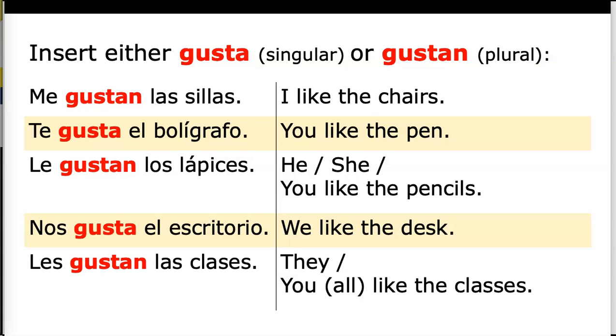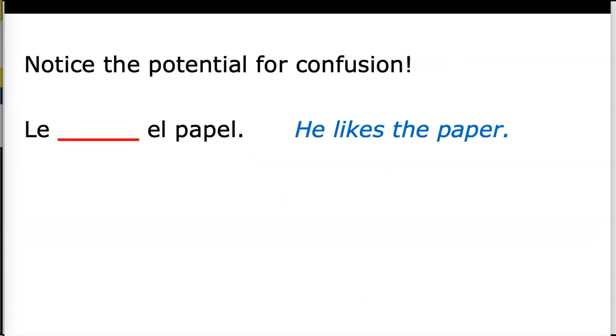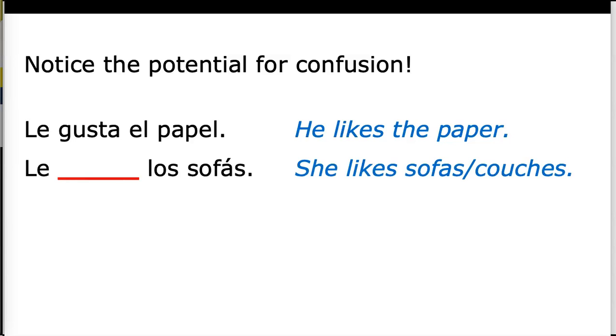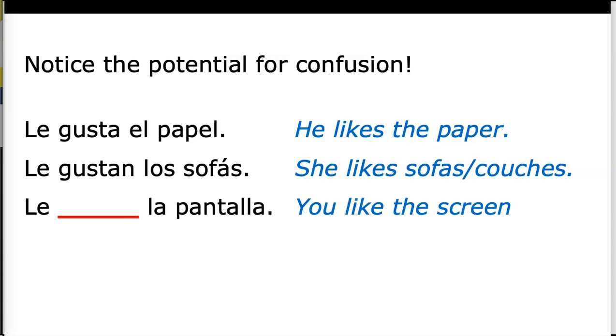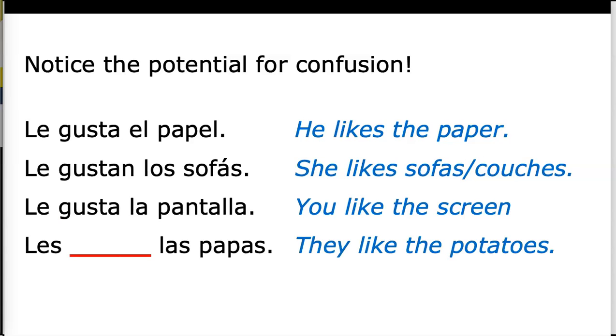Les gustan las clases. Now notice the potential for confusion. Le gusta el papel could be he likes the paper. Le gustan los sofás could be she likes the sofas or the couches. Le gusta la pantalla, you like the screen. Les gustan las papas could be they like the potatoes.